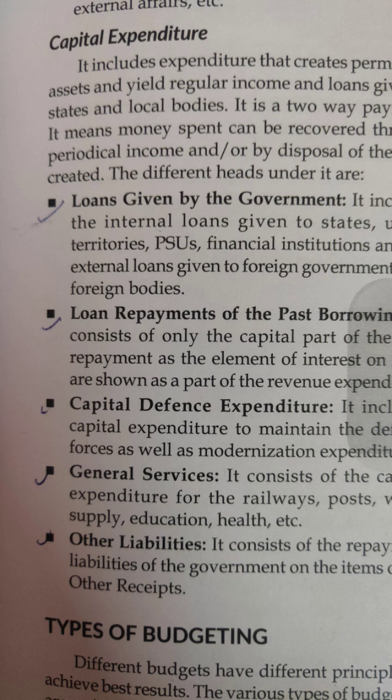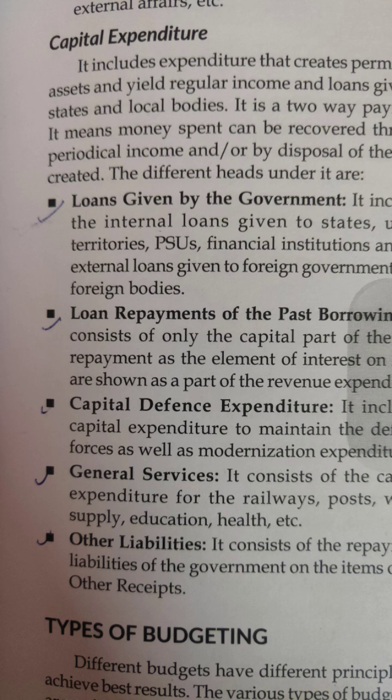2. Loan repayments of past borrowings. Sometimes the government has borrowed money in the past. Now it needs to pay back the original amount, the capital it borrowed. This is called loan repayment. The interest, extra money on the loan, is shown as revenue expenditure because it is a regular payment, but the money that pays off the borrowed amount is part of capital expenditure. Example, if the government borrowed 1,000 crore from a bank in the past, now it has to pay back 1,000 crore. This repayment is a capital expenditure.